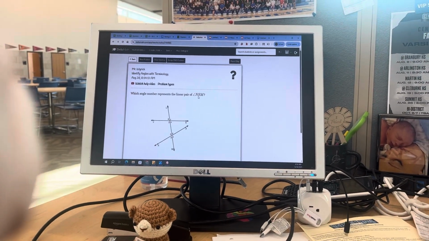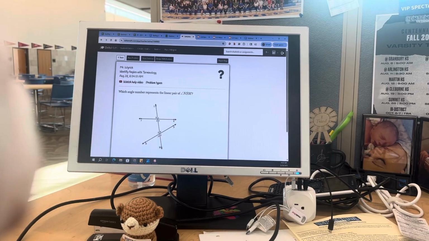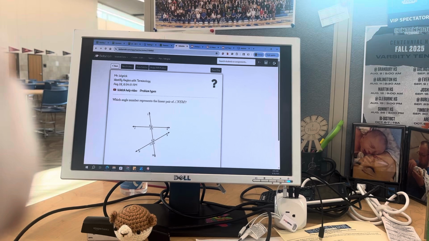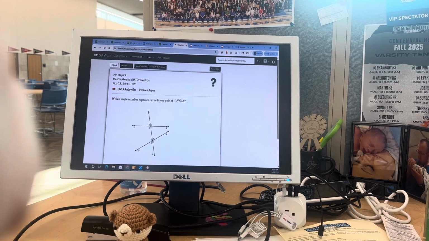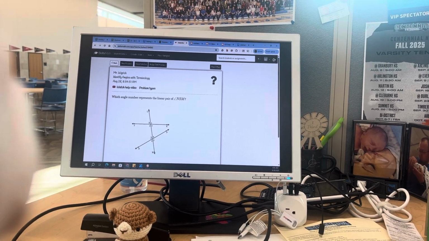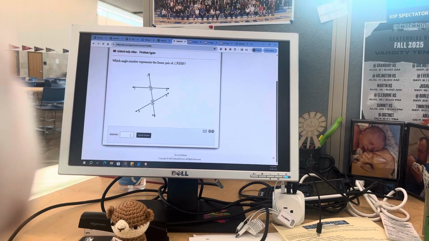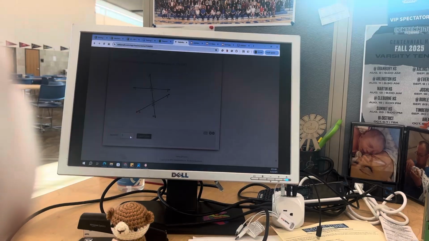On the second part, identifying angles, we had this on the test. Which number is the linear pair of NSM? Here's NSM, that's 6. The linear pair would be something directly next to it on a straight line. So it's either this one up here that has no number, it just has the letter S, or this one over here that has the number 5. So I want to say that that is the number 5.